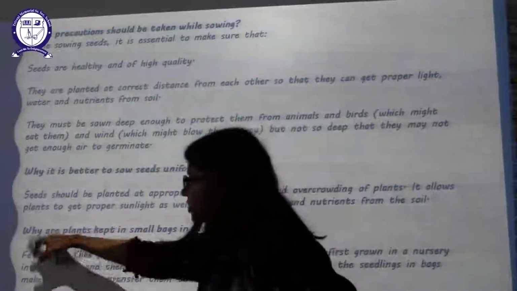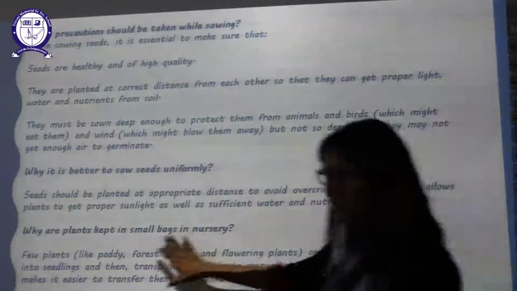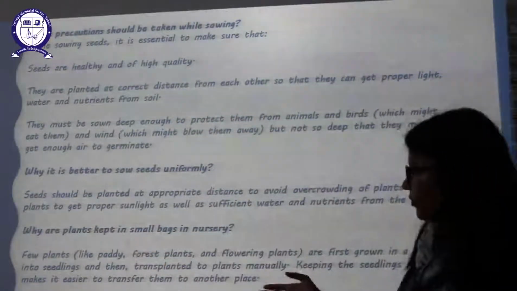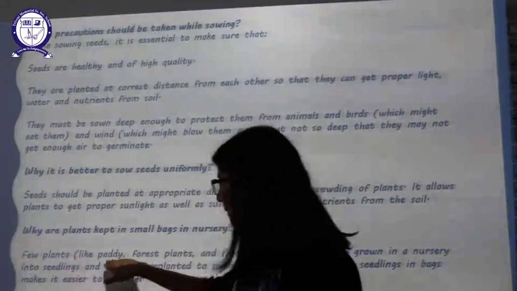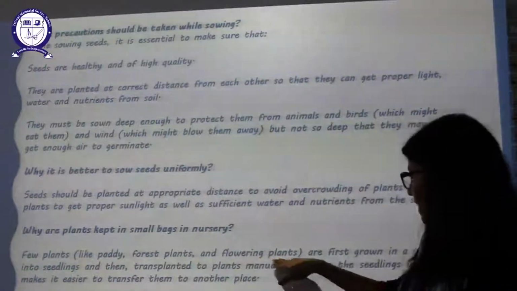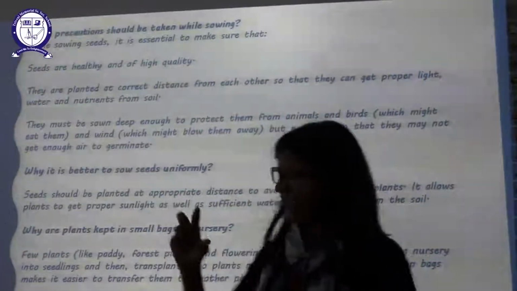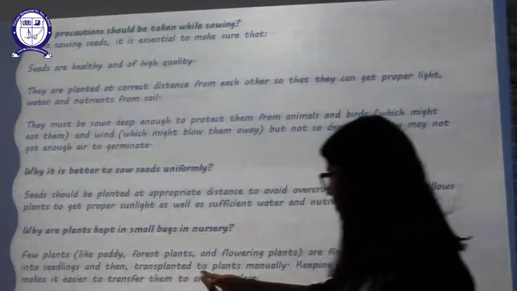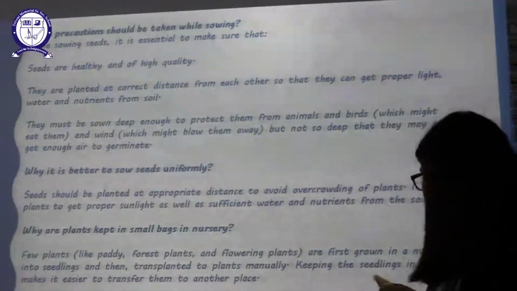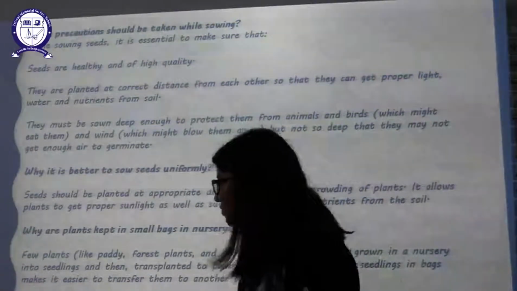Okay. Why are plants kept in a small bedding nursery? This is the extra information. It is not part of your chapter, but a few plants like paddy, forest plants, and flowering plants are first grown in a nursery into seedlings, the small plants. Then they are transplanted manually, keeping the seedling in a bag to make it easy to transfer.